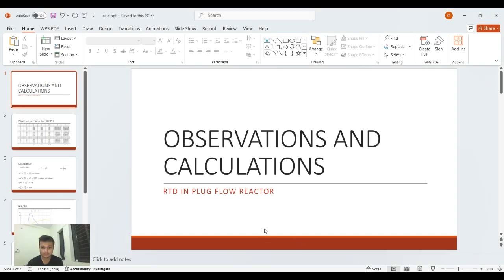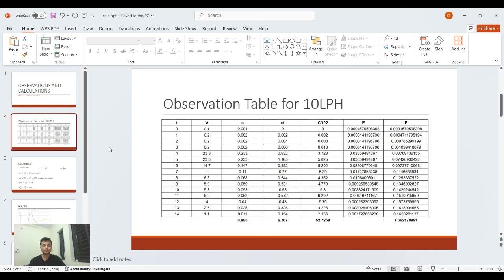So moving to the next part, that is observations and calculations. From the experiment procedure, we get the value of volume of NaOH, that is V, and this is time. From these two values, we will be getting some other terms also. So first of all, this C, what is C? This C is basically concentration of glacial acetic acid, which exists from PFR.